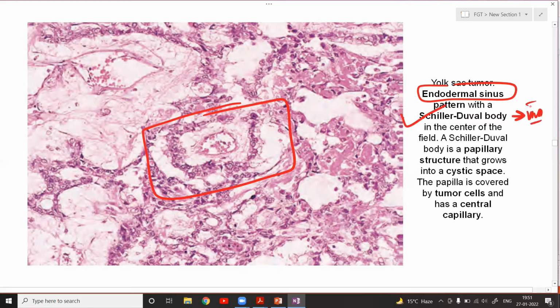What is a Schiller-Duval body? It is actually a papillae. This is the central papillae. Now, this papillae comprises a fibrovascular core surrounded by, now over here it is not very apparent, but over here a layer of tumor cell, a flat tumor cell layer, surrounding the papillae. And then there is an empty space that is again surrounded by a layer of tumor cell. This is what is called a Schiller-Duval body.